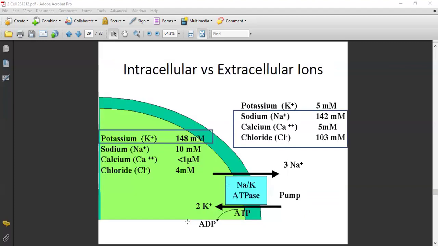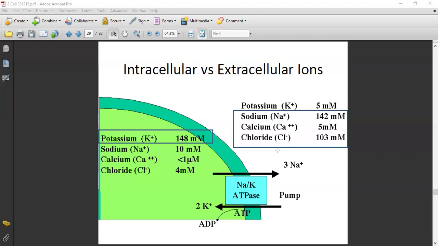intracellularly. If we look at this one, it tells you about the ion, potassium, sodium, calcium, chloride, ion concentration, different concentration intracellularly versus extracellularly. You can find different numbers right here, but in the end, if we summarize it, basically just one thing. The only ion which has high concentration intracellularly, that is potassium.